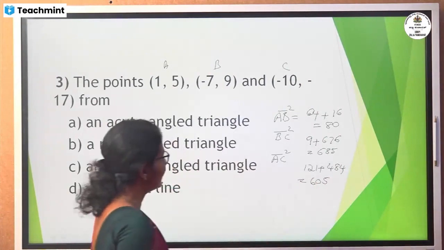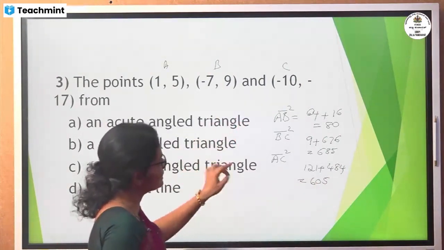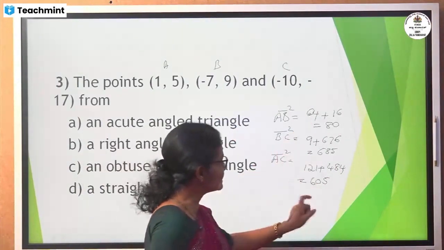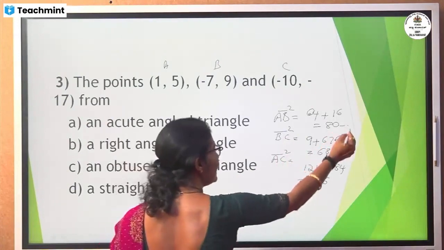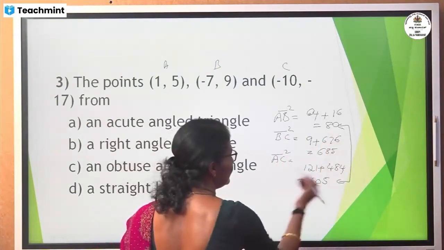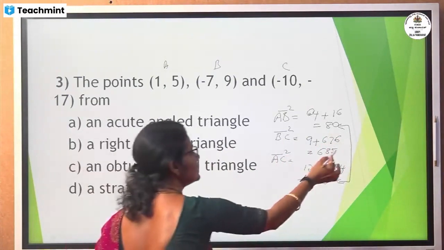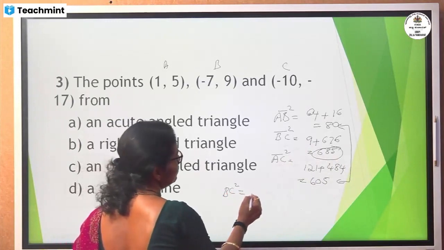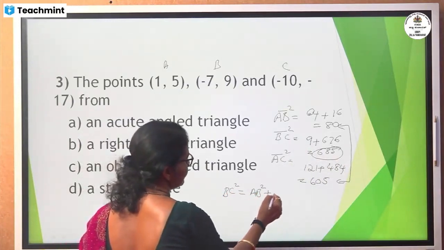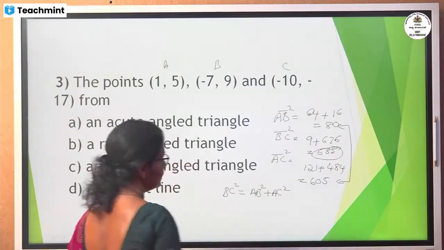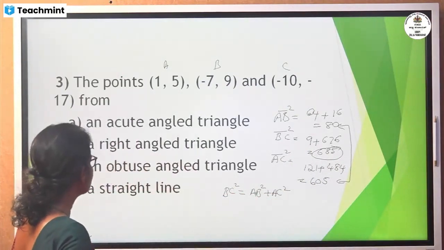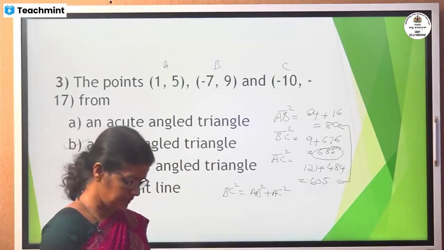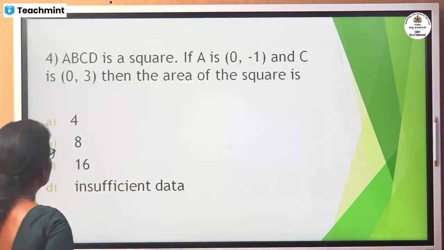Okay. Now we have AB square, BC square and AC square. If we compare the lengths, 80, 685 and 605, if we add these two, 80 and 605, we get the total 685. That means here BC square is equal to AB square plus AC square. So the conclusion is the given triangle is a right angle triangle. Next question.